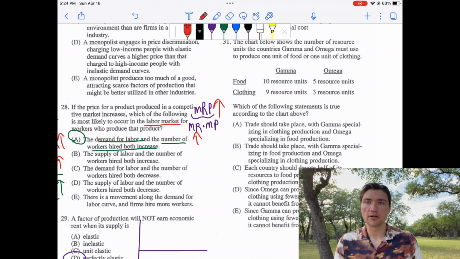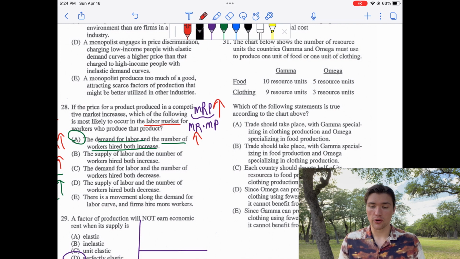All right, hey guys, now we're going to be continuing on to 31 to 40. Okay, so for number 31, looks like we're going to be dealing with the comparative and absolute advantages again.